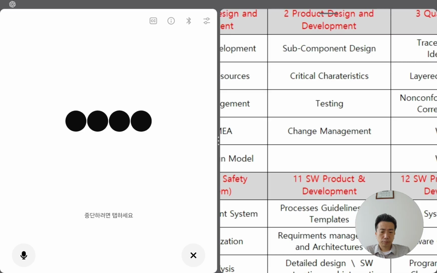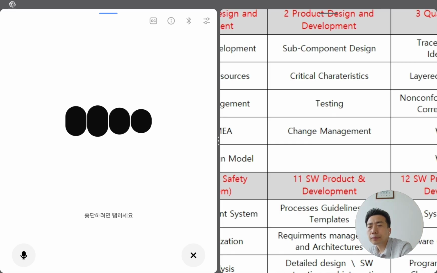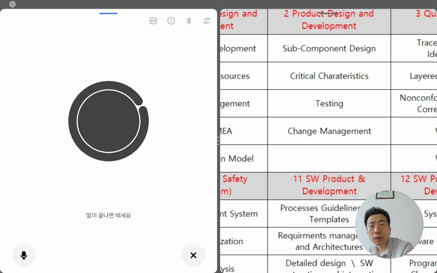For speaking practice: In camera projects, critical characteristics include things like lens alignment, field of view, waterproofing. GPT, okay, I got it.